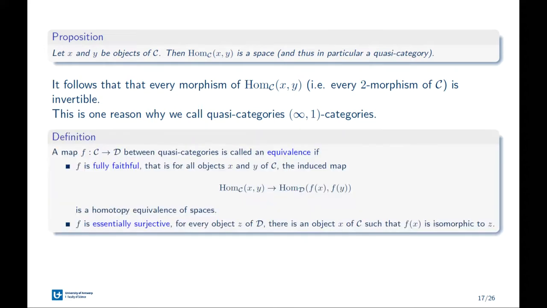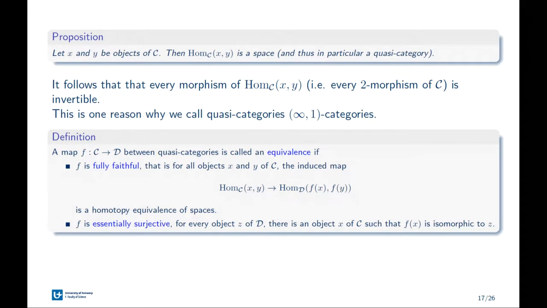What else is on this slide? I put this in here just because I could, just because it's easy now that we have these mapping spaces, because you could wonder what is the correct notion of an equivalence between quasi-categories, similar to an equivalence between ordinary categories.